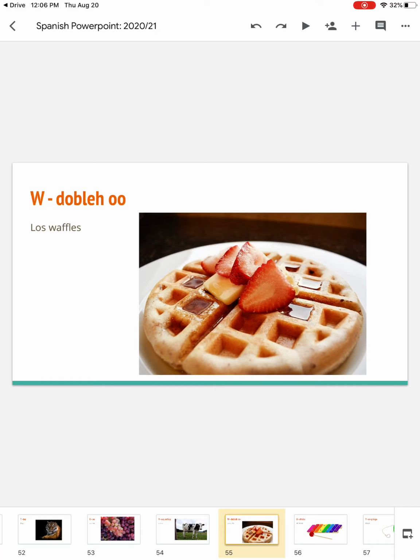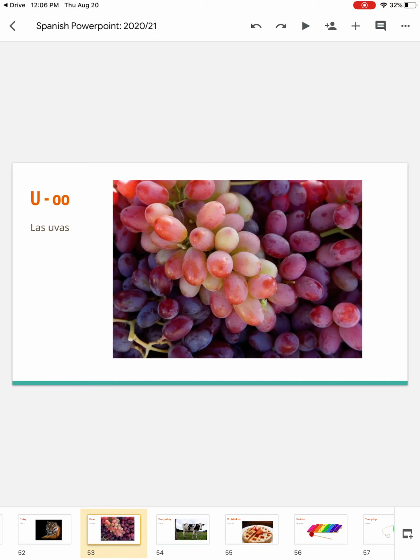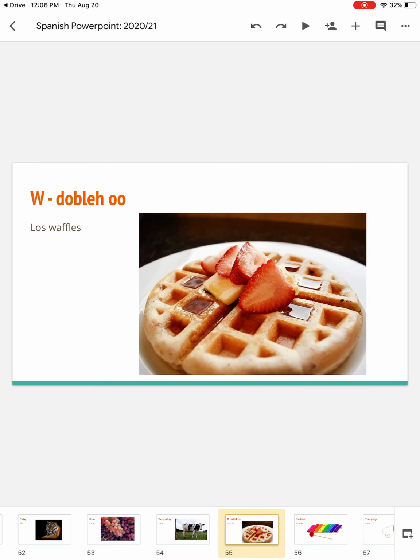W. Okay, this one's kind of a different kind of a weird one in Spanish. So even in English, think of how the letter W is sounded. Double U. So two U's. And we already know the Spanish letter for U is U. So to say W, we need to double that. So it is literally doble u.